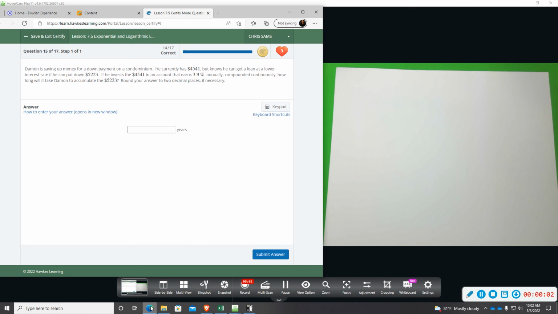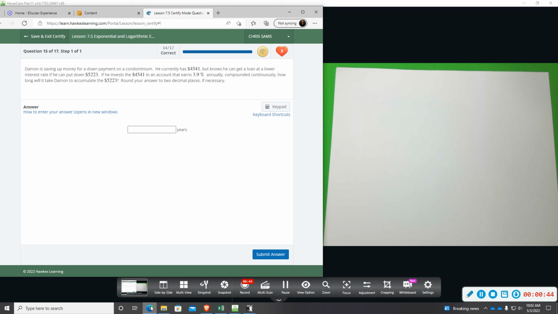All right, number 15 says Damien is saving up money for a down payment on a condominium. He currently has $4,541, but knows he can get a loan at a lower interest rate if he can put down $5,223. If he invests the $4,541 in an account that earns 3.9% annually, compounded continuously, how long will it take Damien to accumulate $5,223, round to 2 decimal places?